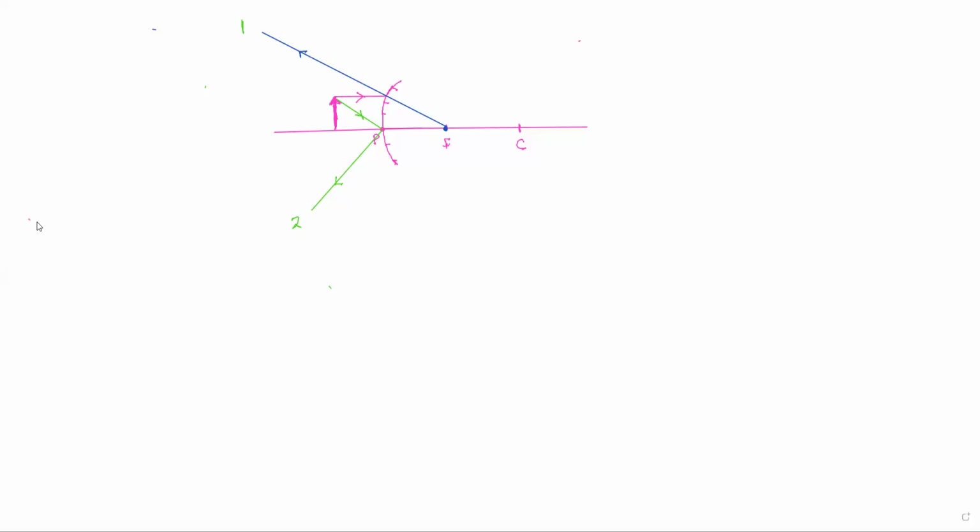So let's trace back the path of the reflected rays. Usually, we trace the broken line to the focal point, and they intersect here. Where they intersect, that is where the image will be formed.